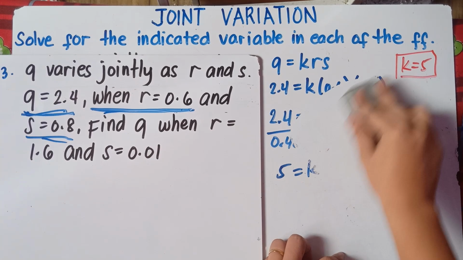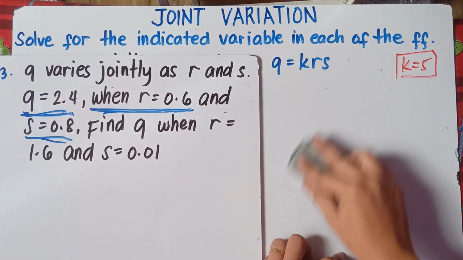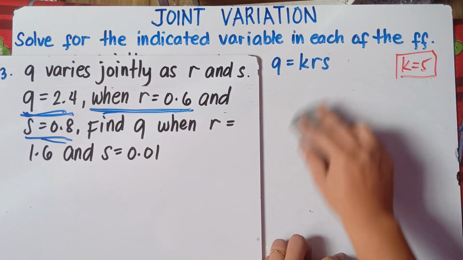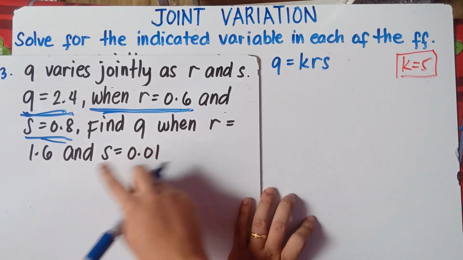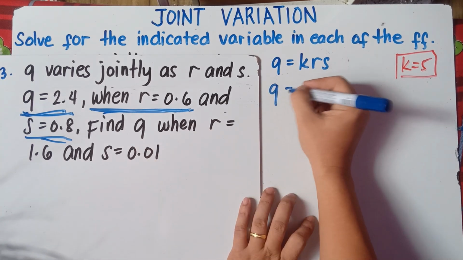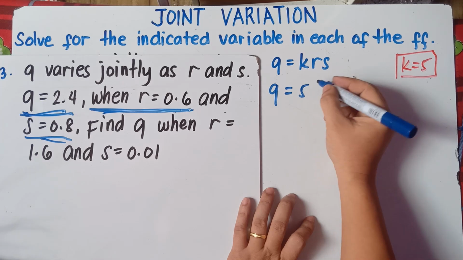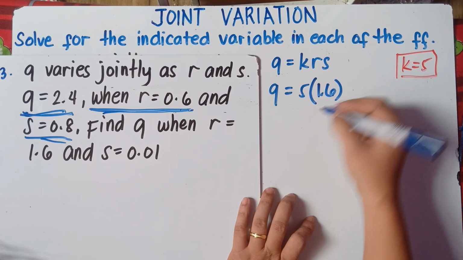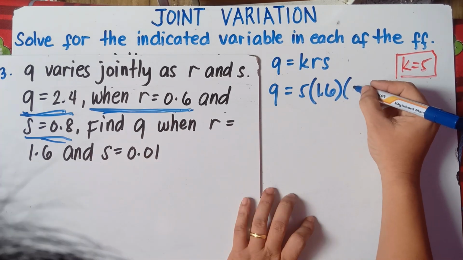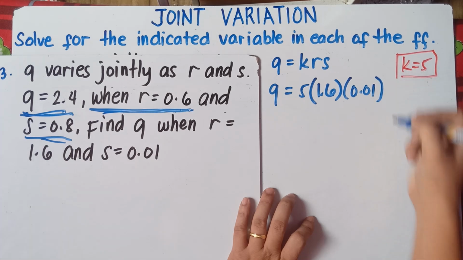Alright, so I apologize, class, if our time takes long because we need to explain this one step by step. So therefore, find q when r equals 1.6. So q, then k is 5, then r equals 1.6, and then s equals 0.01.